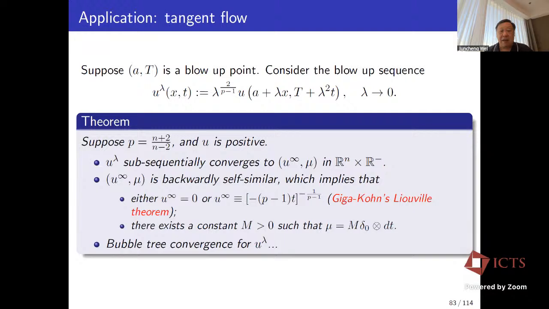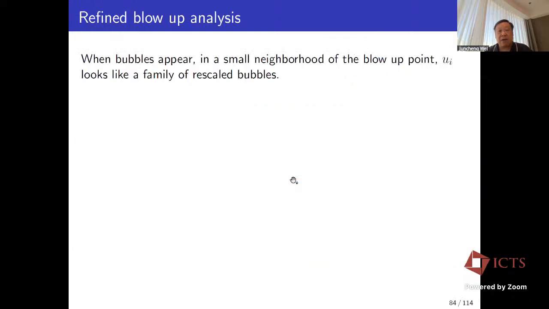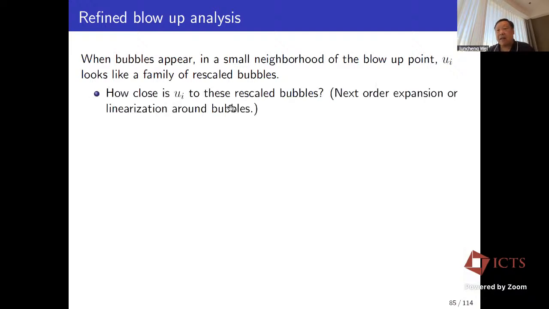Okay, and first we use the tangent plane analysis, and we get the limit. Okay, we get the limit. We get a bubble tree. Now, let's suppose we have just one bubble, and we need to understand how close is u to these particular bubbles.